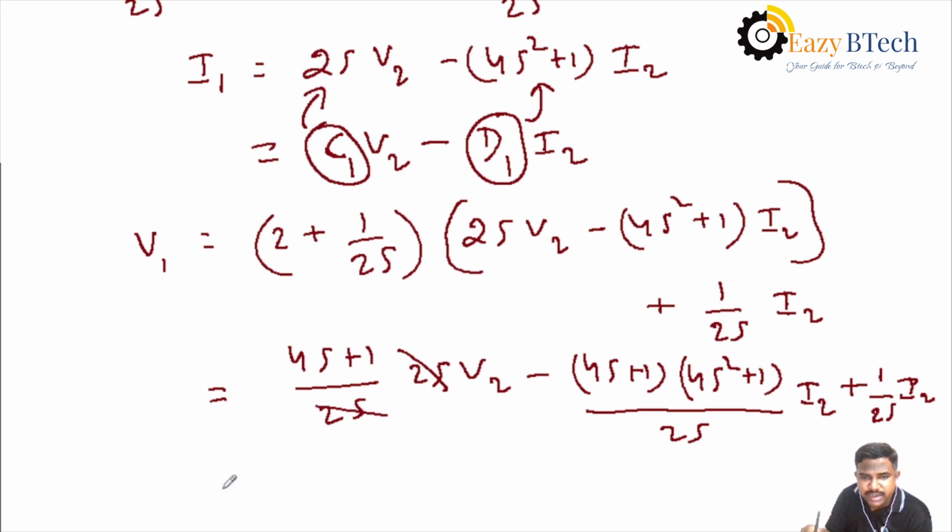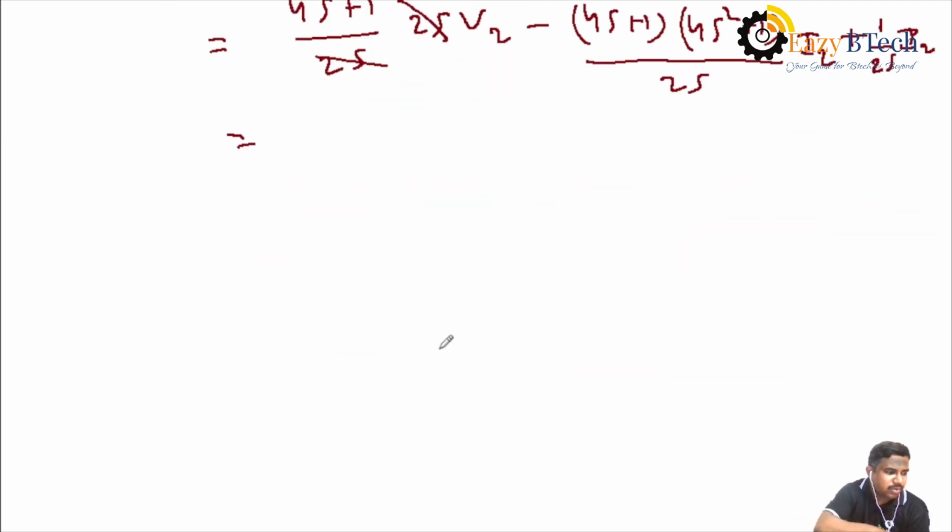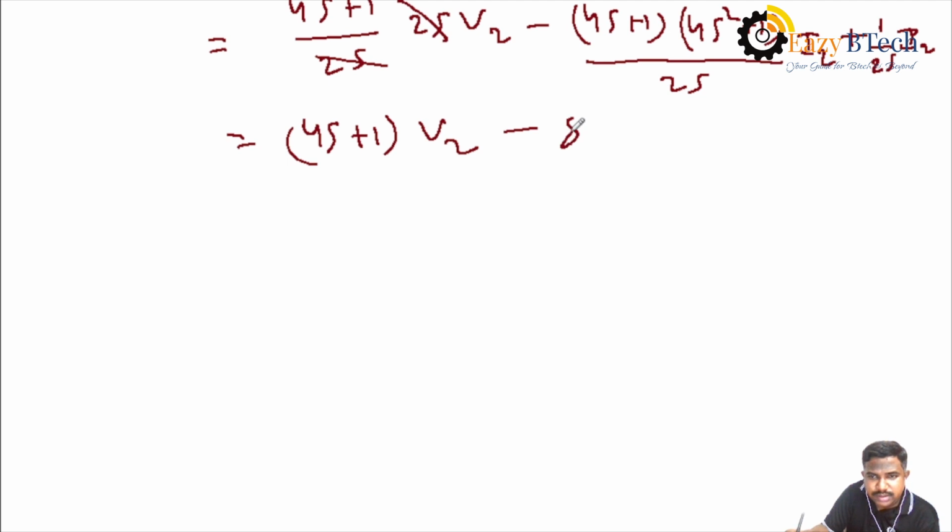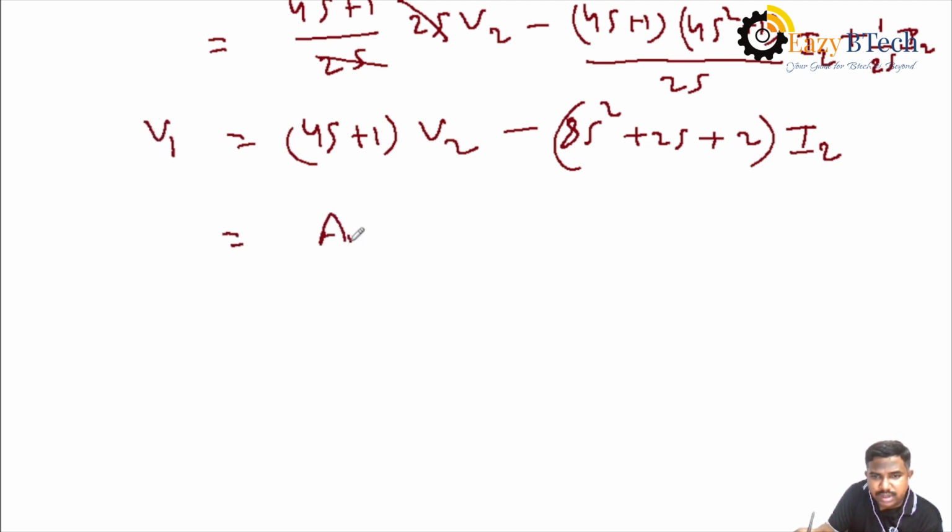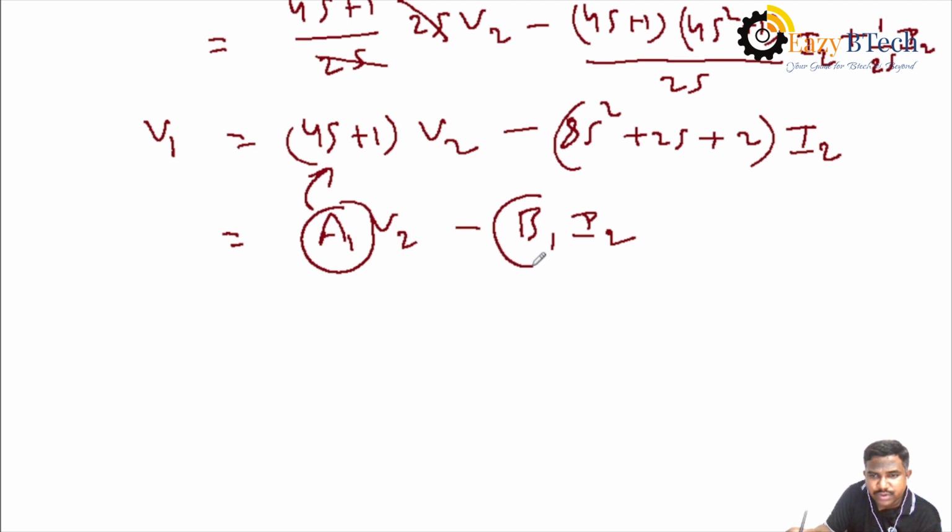Okay, here the 2S will be cancelled, then the equation will be transformed, and you can simplify. That equation is (4S plus 1) into V2 minus (8S square plus 2S plus 2) into I2. This is the V1 equation. Now compare with the standard form, that is A1 V2 minus B1 I2. Okay, this is the value of A1, 4S plus 1, and this is the value of B1, 8S square plus 2S plus 2. Okay, here we found A1, B1, C1, D1 for the first network.